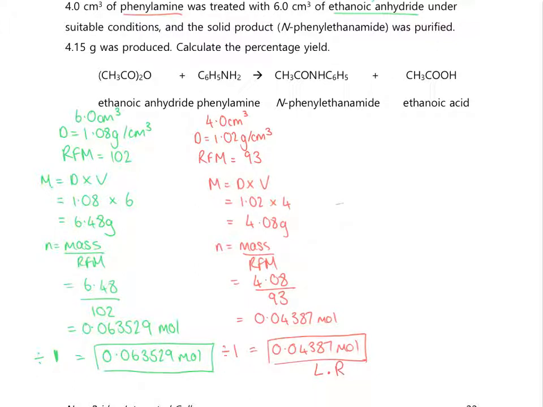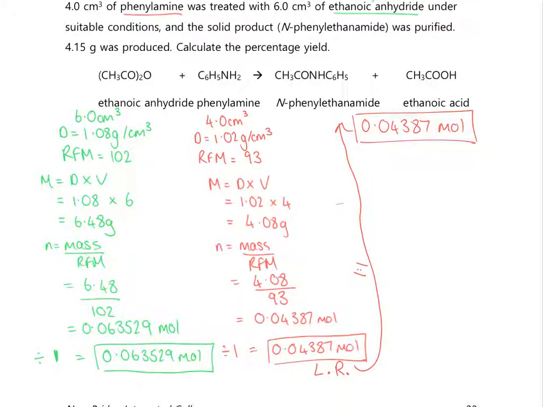It has the lower mole value. So this is my limiting reactant, so I use it to bring over to my product to work out what my theoretical yield is. So I'm bringing it up to my N-phenyl ethanamide. You can see my ratio is just 1 to 1. I'm just timesing by 1 essentially, because there's no balancing number in front of the N-phenyl ethanamide. So my number of moles is 0.04387 moles.